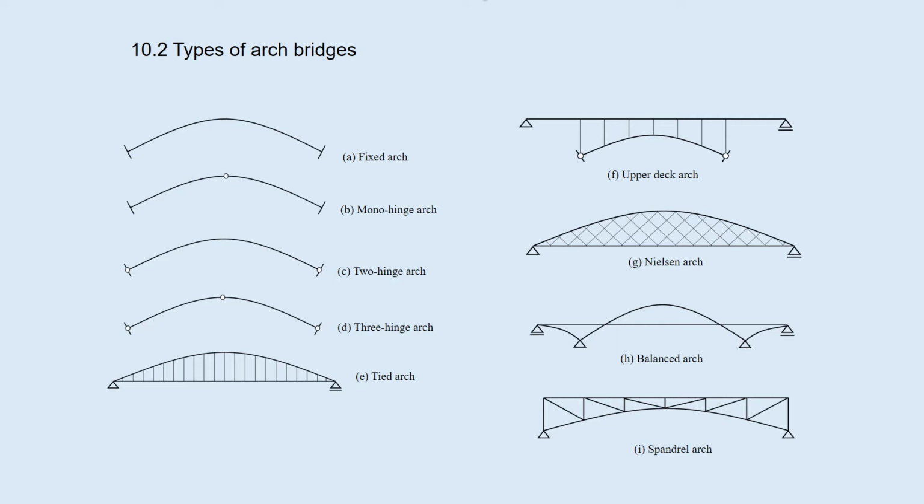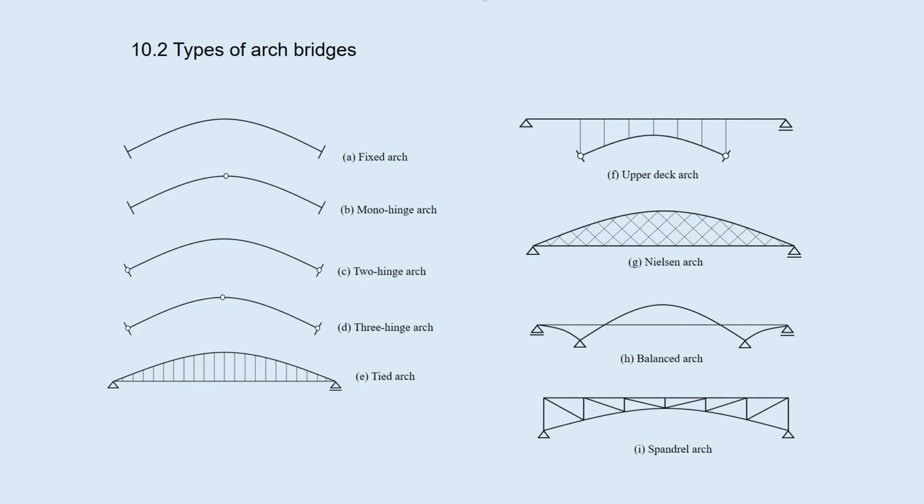E is a tied arch, where both ends of the arch rib are connected with a tie. As the horizontal reactions do not exist, it does not require a huge abutment and is favored at urban areas. The tie can be replaced by the girder, where bending moments occur in addition to the axial tension. F is the upper deck arch. The arch can be connected with the upper deck and the girder through vertical struts.